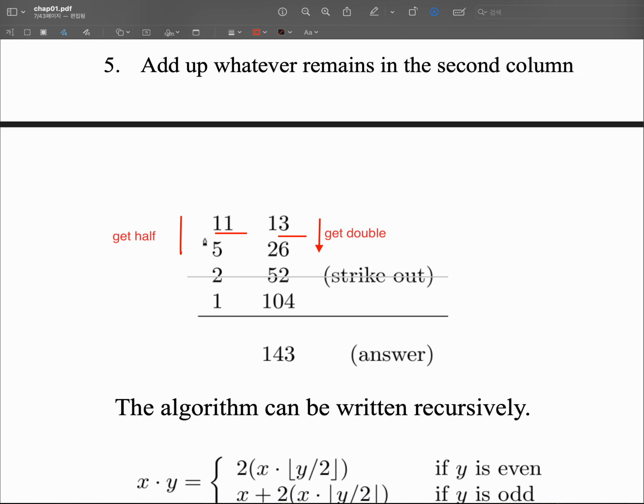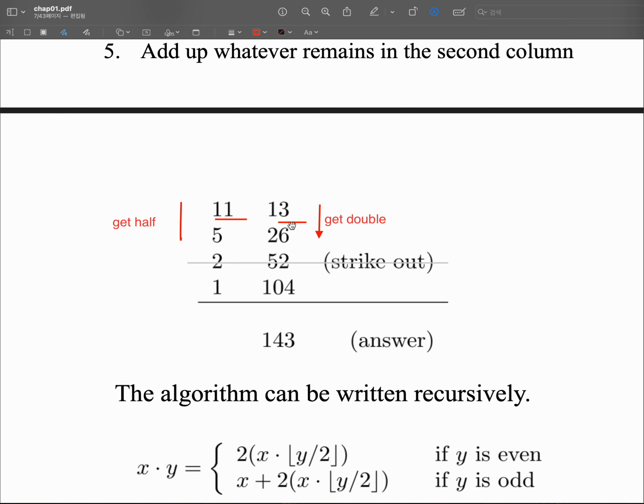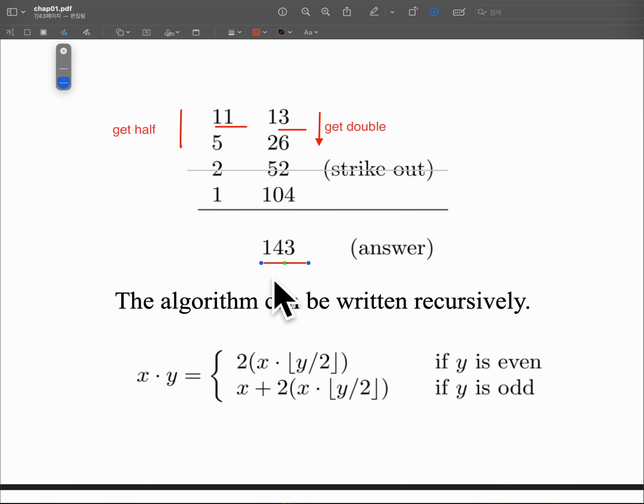When the number is even, getting half and double is no problem. But in the other case, getting half and double, you will lose some value. To make up this loss, you just store some value like here. Then finally you add everything together, 16, 13, 26, 104, and you have your answer.